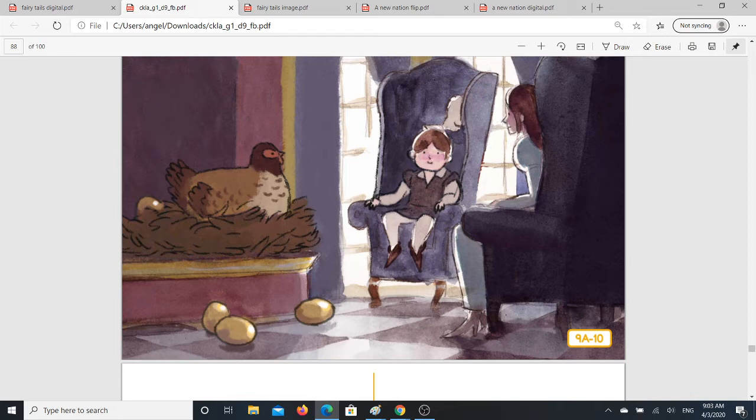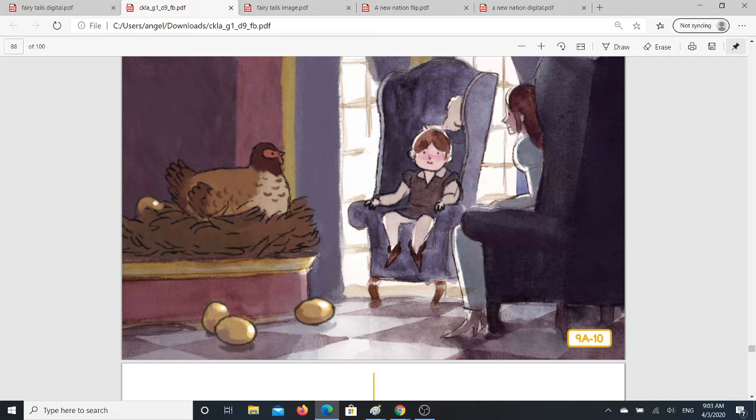All right. Why is Jack's mother in the beginning of the story wringing her hands? She's worried because the cow, Milky White, had stopped giving milk. And they don't have any other way to get any money or eat.